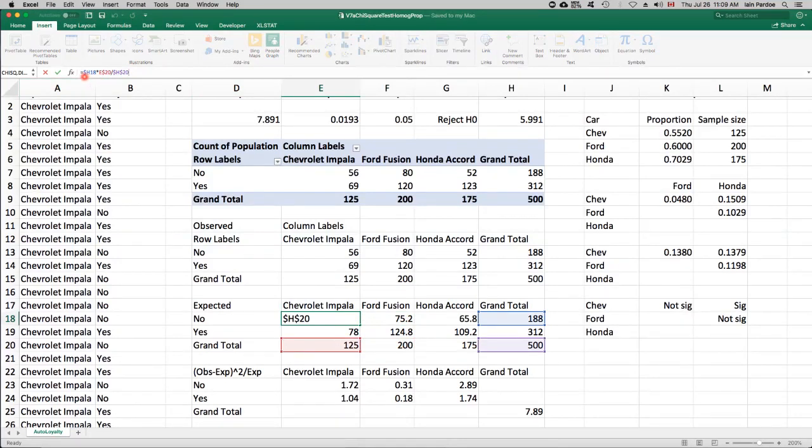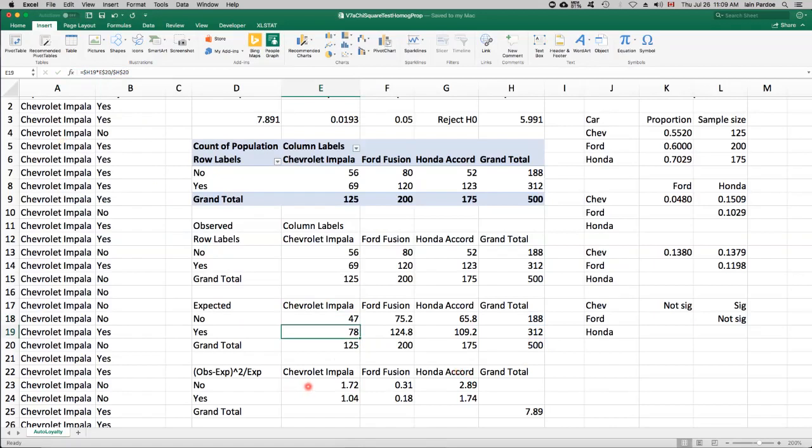What I mean is the dollar sign before the H fixes this column, so that when I copy it, say from here to here, the reference to H doesn't change to I, it just stays at H. Similarly, there's a dollar sign in front of 20 here, which fixes row 20, so that when I copy down, say from here to here, it doesn't change to 21, because that would be the wrong cell to reference. And the grand total is fixed in place, both in terms of columns and rows, so there's a dollar sign on H and on 20. So that gives us the expected totals.